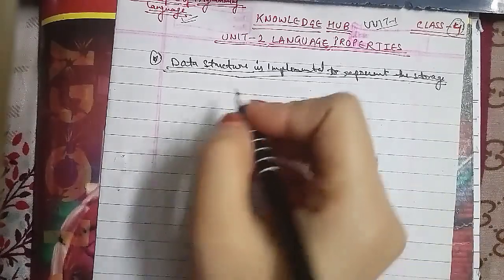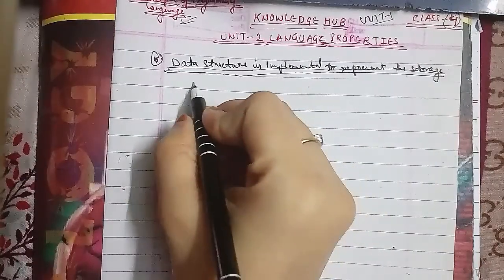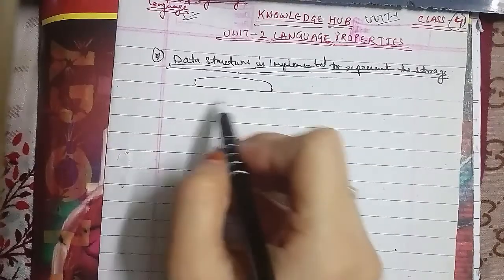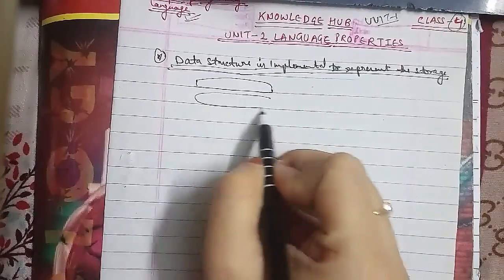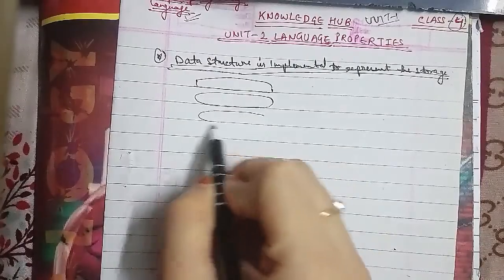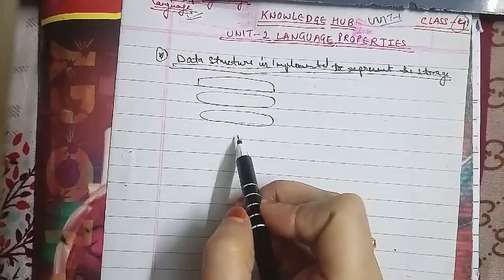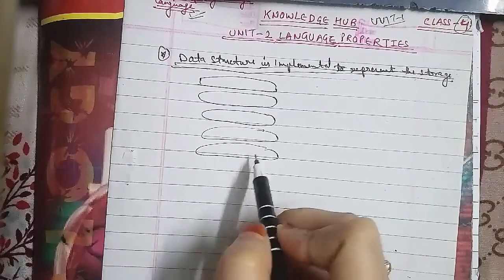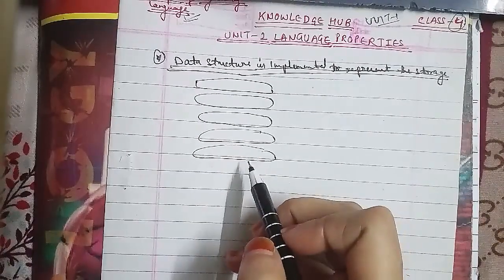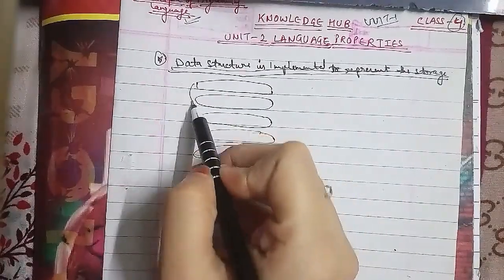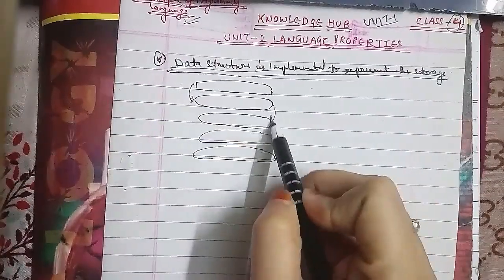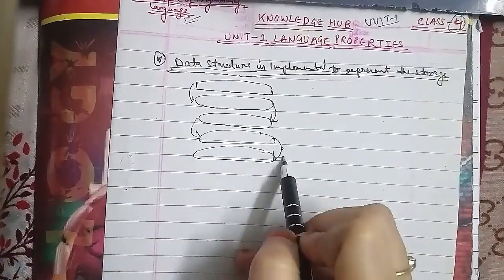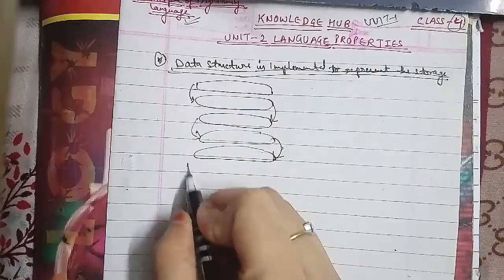We'll go ahead with a diagram here. We have a descriptor, then a component, then again a component, then a component, and again a component. This is how the descriptor goes to the component, then component goes to the component, and again component goes to the component. This is known as linked representation.